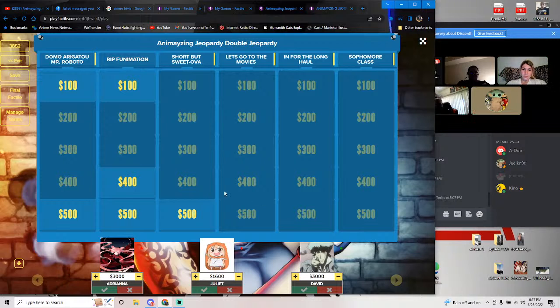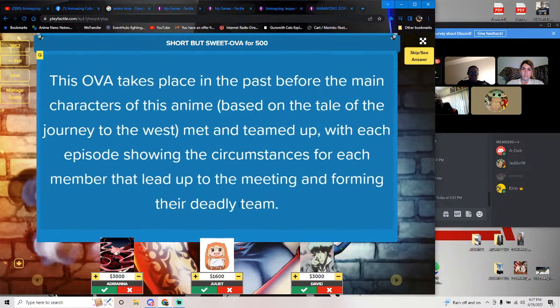OVA 500. Okay. This OVA takes place in the past, before the main characters of this anime, based on the tale of the Journey to the West, met and teamed up, with each episode showing the circumstances for each member that led up to the meeting and forming their deadly team. If you're thinking of the name of the show, this is from their franchise, but it has another name attached to it. So this one is franchise name then the rest of the time.